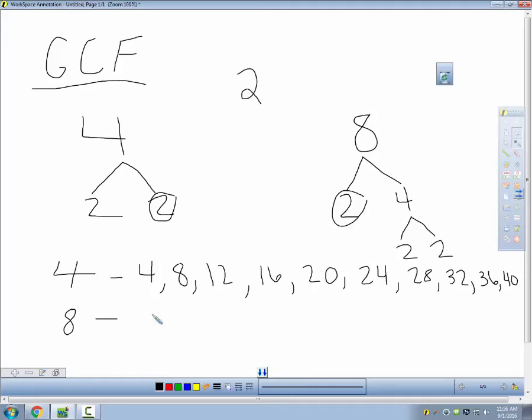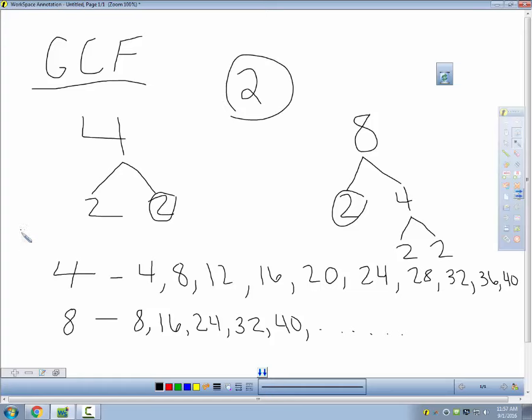And then you can do the same thing for 8. So 8 times 1 is 8, 8 times 2 is 16, 24, 32, 40, and then you would keep going, so on and so forth. And you have 4 and 8, so our greatest common factor is this.